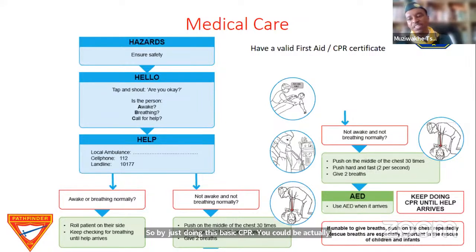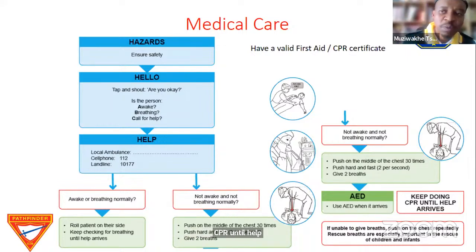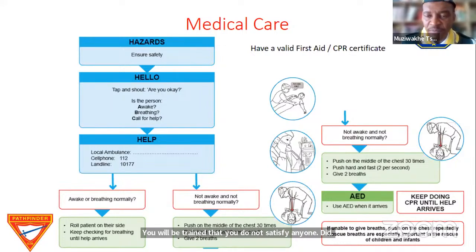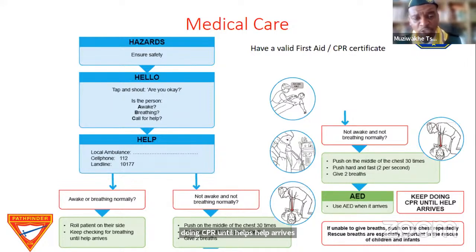And what we say is keep doing the CPR until help arrives. As a first aider, you will be trained that you do not certify anyone dead, even if you can see that they are not breathing, even if you cannot pick up a pulse. You keep doing CPR until help arrives. In the case where you are not able to give breaths, I want to emphasize in this training, leaders, that just doing the compressions has been scientifically proven to be sufficient to sustain human life.